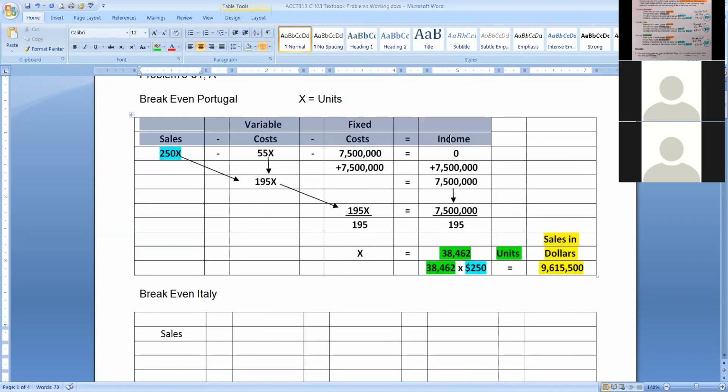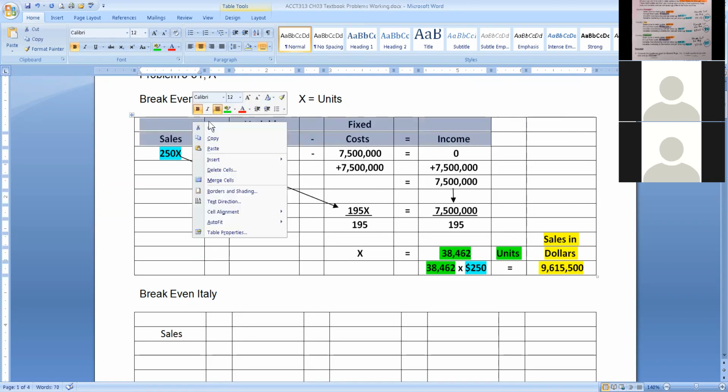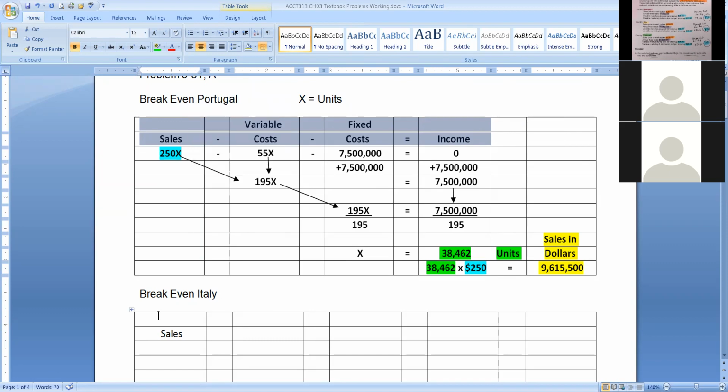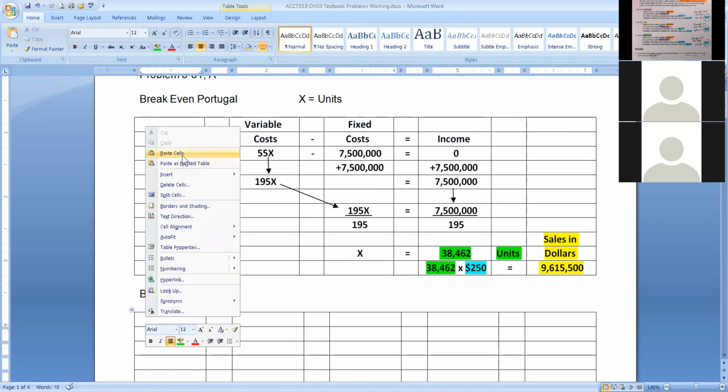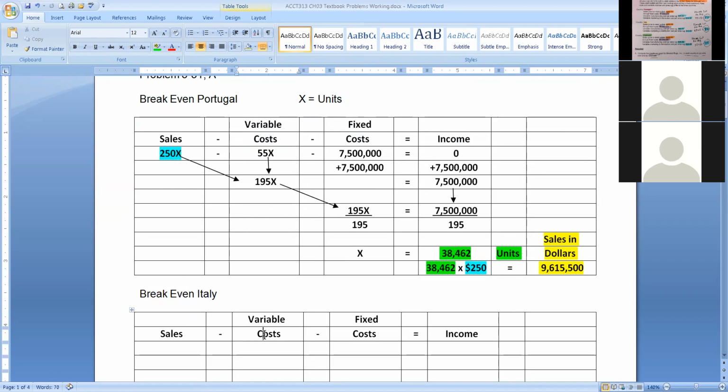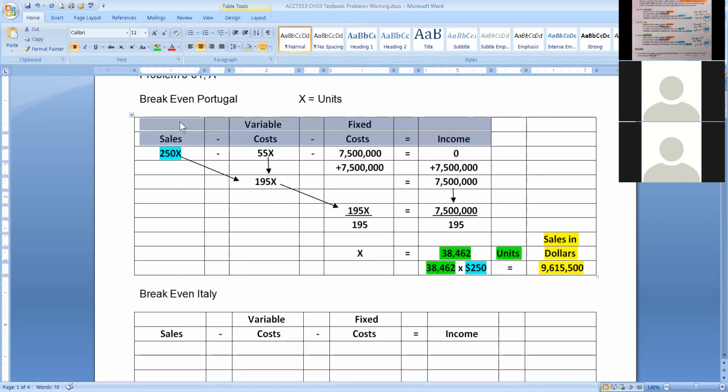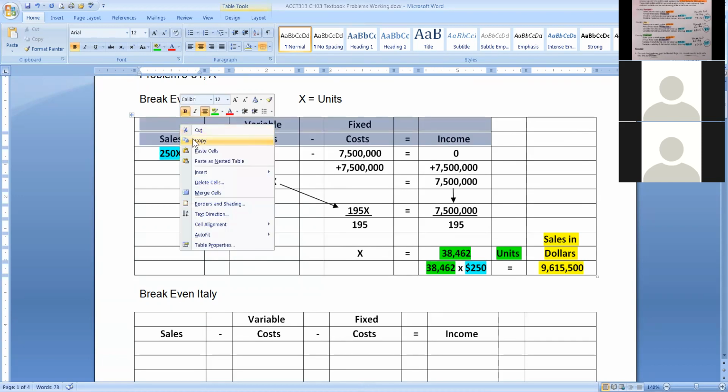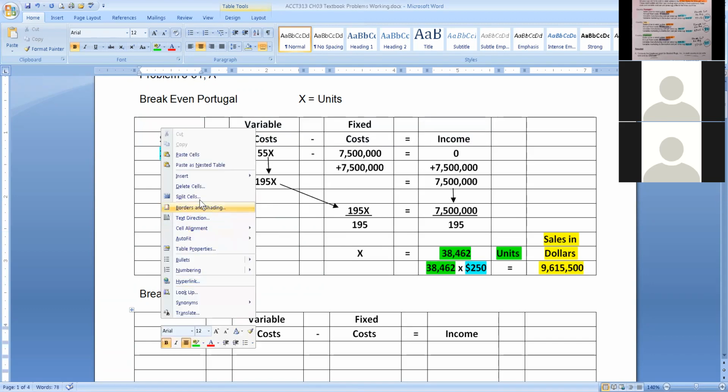You can just copy all this, by the way, if you want. You just want to copy these up here. You can just highlight the area you want to copy, right click, copy, and then come down here and paste.